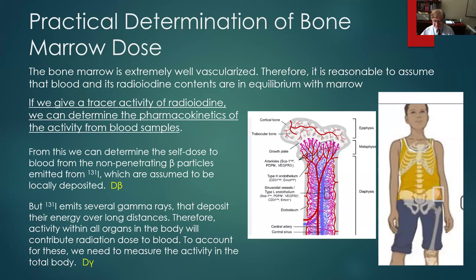Therefore, if we give a tracer activity of radioiodine, we can determine the pharmacokinetics of activity from blood samples. And from this, we can determine the self-dose to the blood from the non-penetrating beta particles that are emitted from I-131. That's about two-thirds of the actual energy released from an I-131 decay. And this we can assume to be locally deposited, and that's the D-beta term.